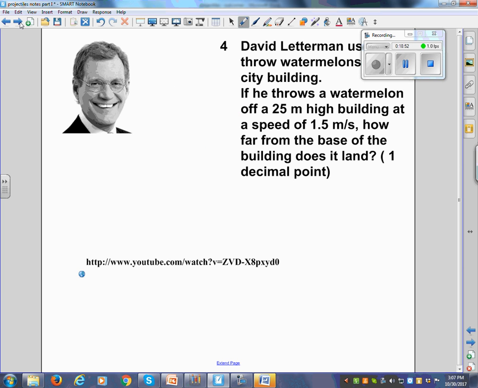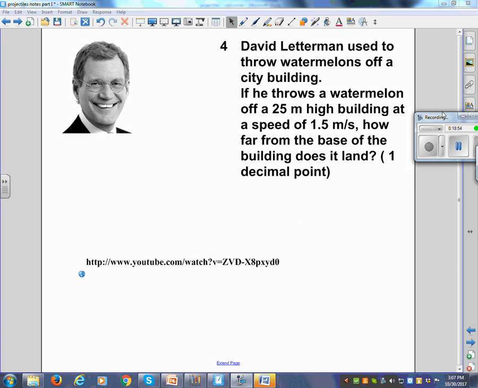Why would you be forced to do that? Okay. So, David Letterman. Good tip. David Letterman was a late night host. He was on before Colbert. You guys probably never watched him because you probably didn't stay up that late. But when I was your age, I'd stay up and watch Late Night with David Letterman. He always did wacky things. One of the wacky things he used to do was throw watermelons off buildings.